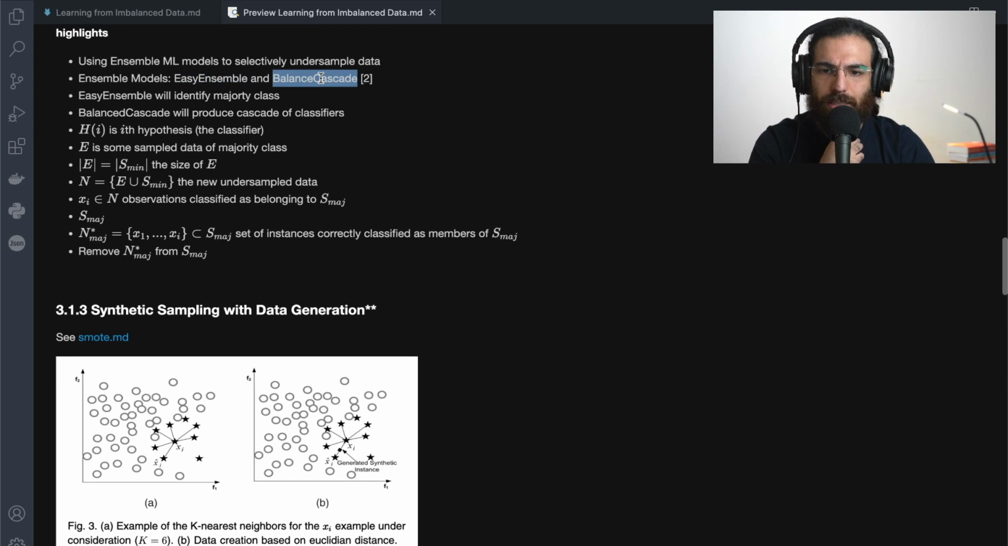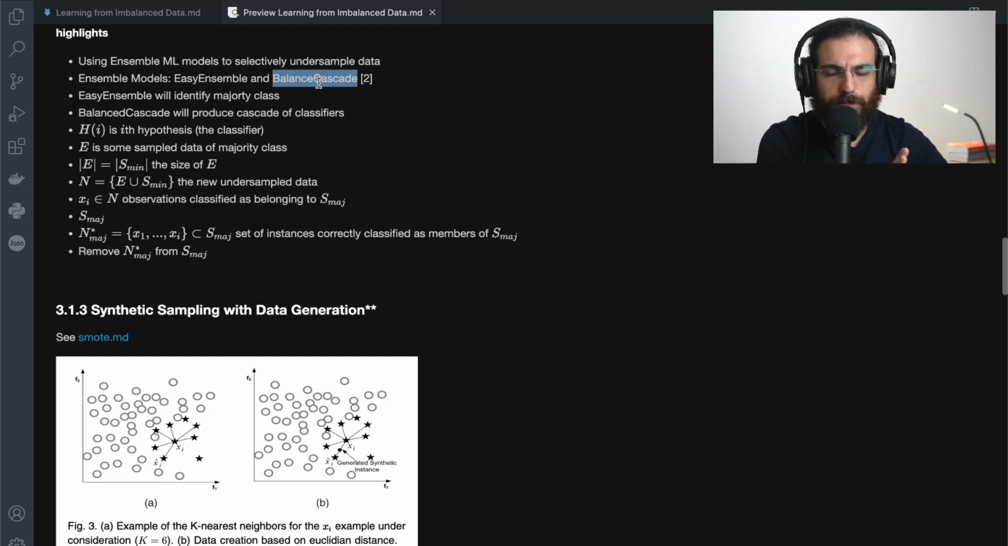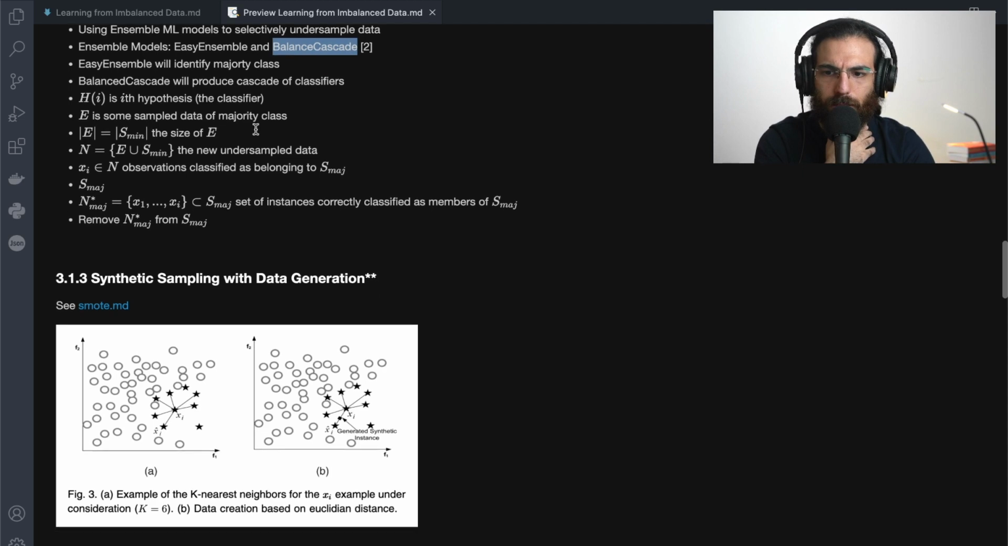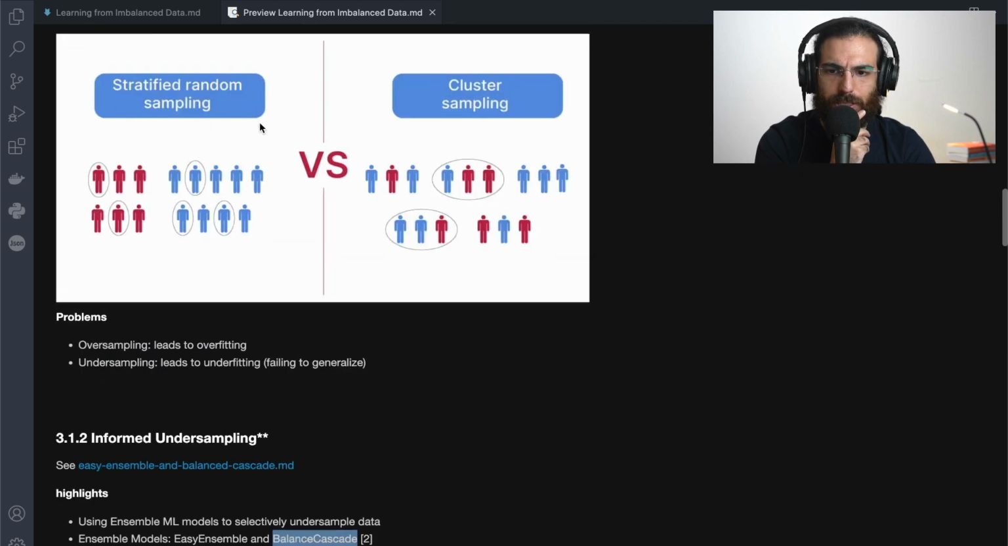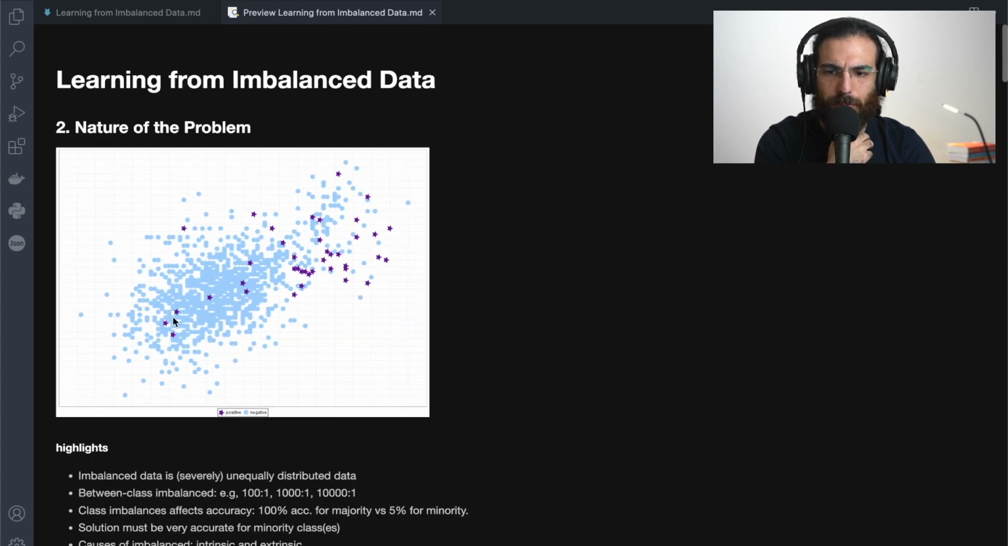Then we have balanced cascade. Balanced cascade is going to produce a series of classifiers. Here's why, and here's the role of each classifier. Suppose we have a situation like this. Okay, the blue observations are the majority class, the purple ones are the minority class.